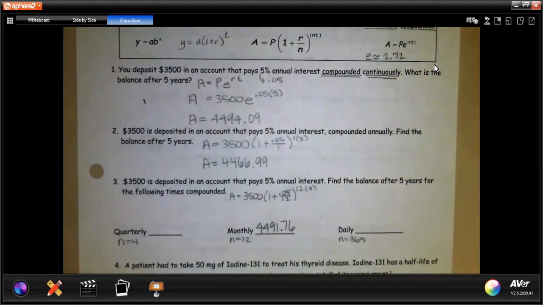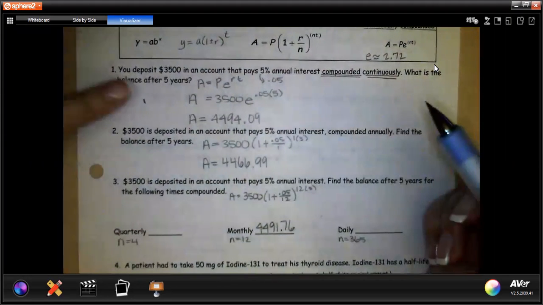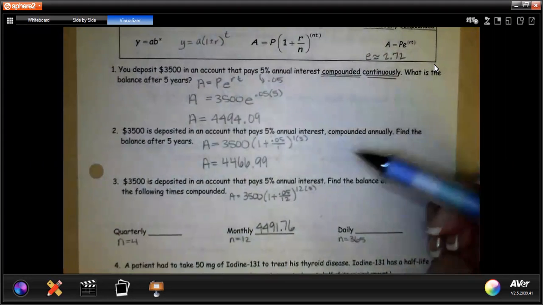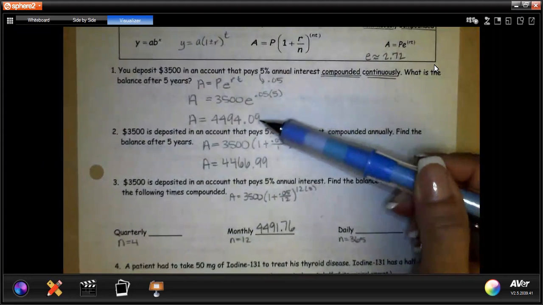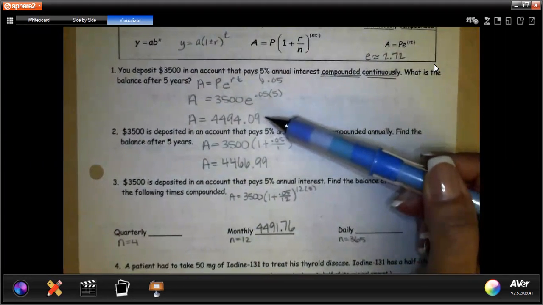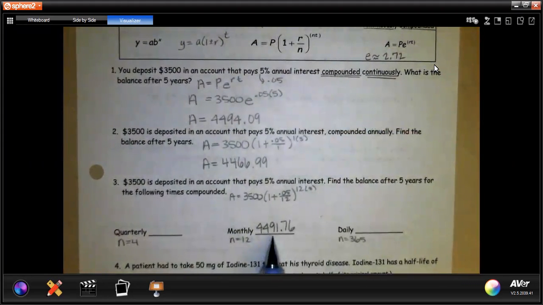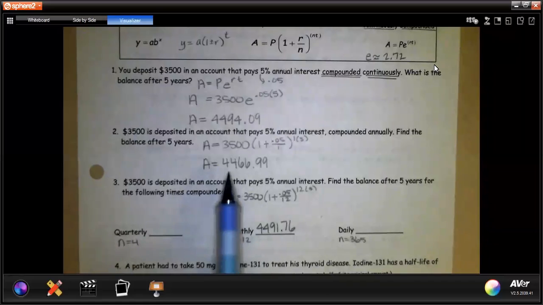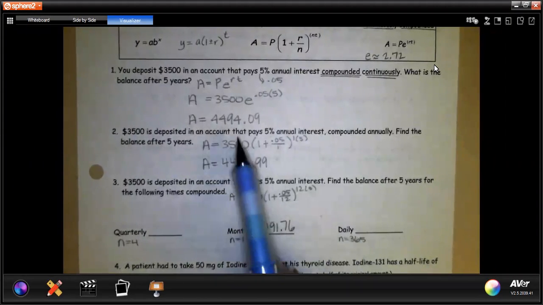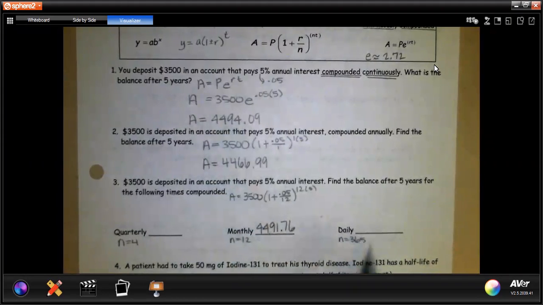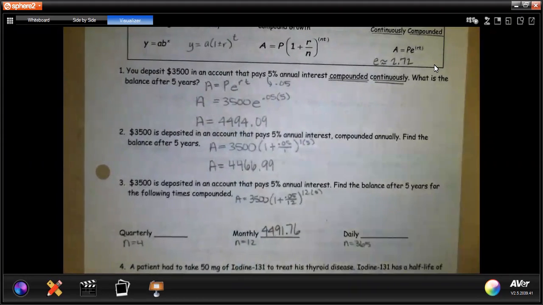There's a couple examples. So you see the more you compound, the more it's going to accrue. So this was going to be the one with the most because that's compounded continuously. Then it goes to the compound monthly, and then it goes to that annually. If we did daily, it would be somewhere in between this one and this one here. So the more you compound, the more you are going to make.